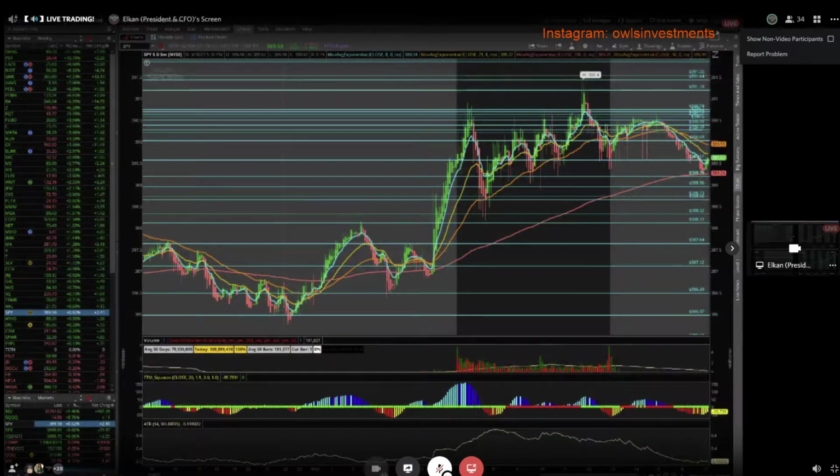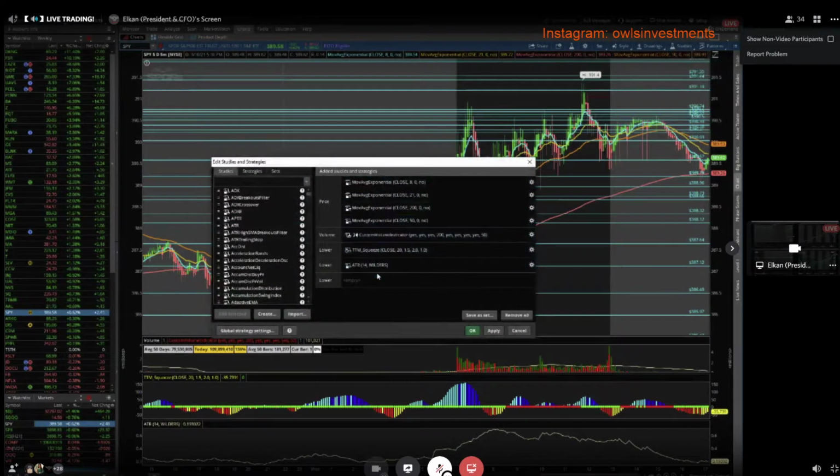I can send you a screenshot of that. So if I go to studies, edit studies, TTM squeeze and ATR, don't worry about those now. I barely use them. That's more for me when I'm trying to study volatility. So don't worry about the TTM squeeze and the ATR for now. I don't use them at all to trade SPY. So I can send you a screenshot on how those are set up.